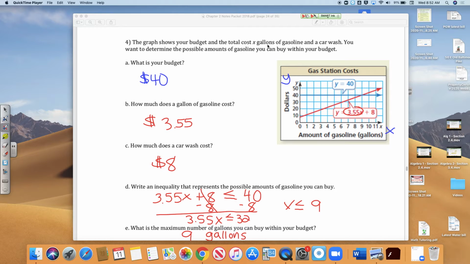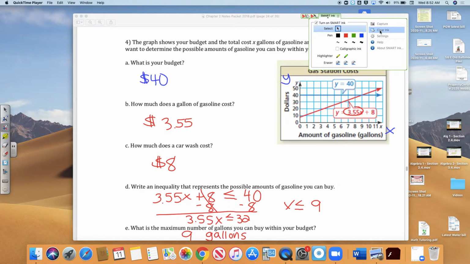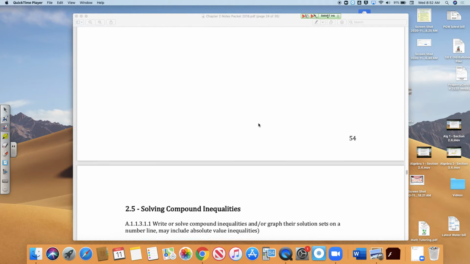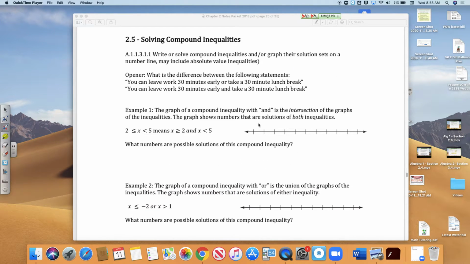All right, so that's section 2.4, applying our knowledge from inequalities. Now let's get into some more difficult stuff. So the last thing we're going to do today is start section 2.5 notes, which is on compound inequalities.